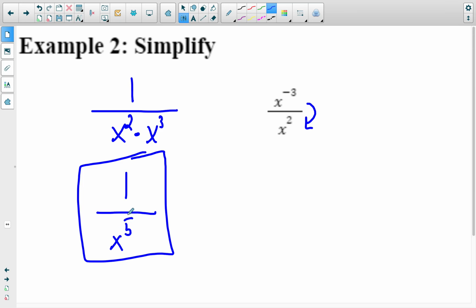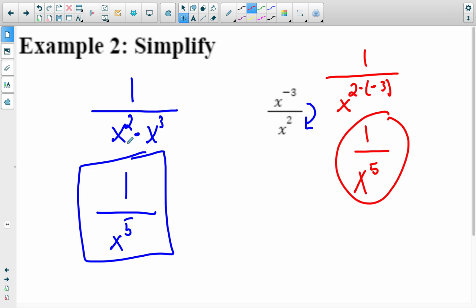Okay, another way to think about it, if you want, using that quotient of powers rule, right? 2 minus negative 3, so we're still subtracting. X to the 2 minus negative 3 is really like 2 plus 3, so you still end up with 1 over x to the fifth. Okay, I like to think about it this way a little bit better. It's just the way my brain likes it, but both ways work.